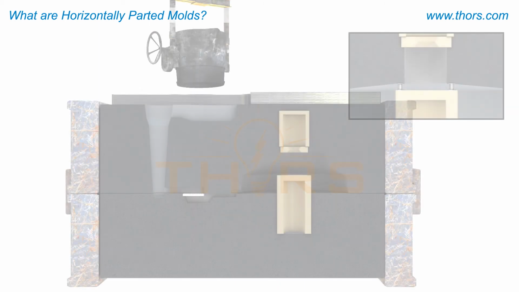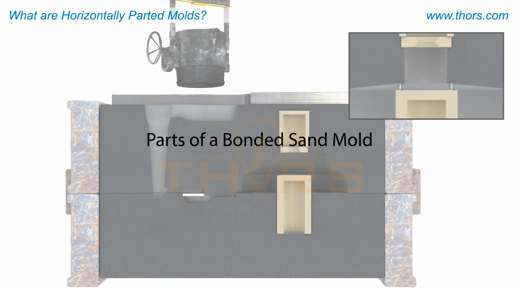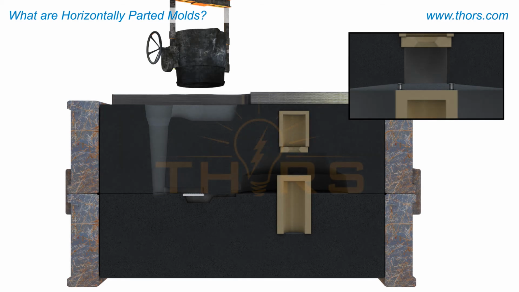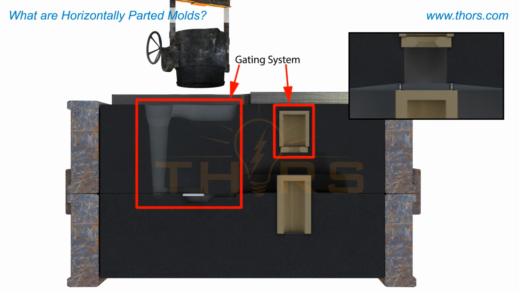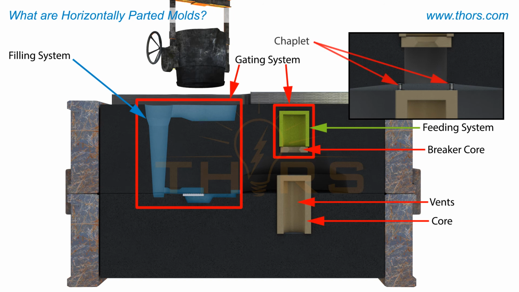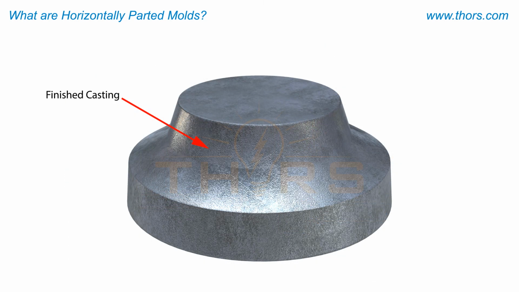To better understand a bonded sand mold, it is important to know the parts of the mold and each part's function. The parts of a bonded sand mold include the gating system, which is composed of the filling system and the feeding system. Additional features may include the core, breaker core, vents, chaplet, and filter. All of these parts contribute to how molten metal travels through a mold to produce a sound quality casting.